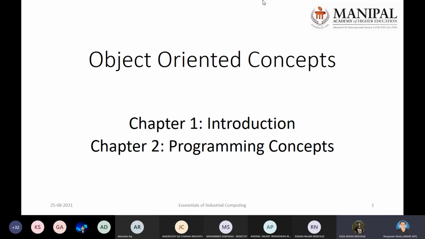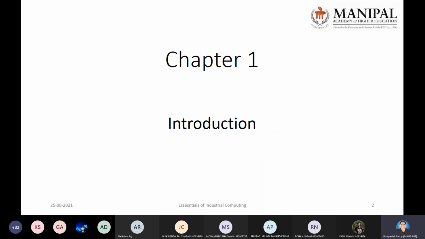But if you have studied C++ or Java, they use the concept of objects. They belong to this object-oriented programming technique. Fine. So the first two chapters, very simple chapters, are introduction and programming concepts. We'll try to cover these two in today's class.